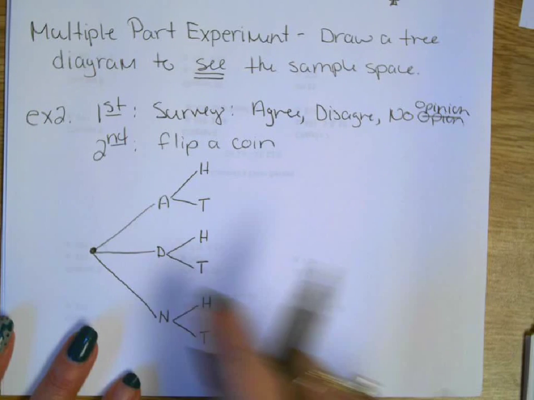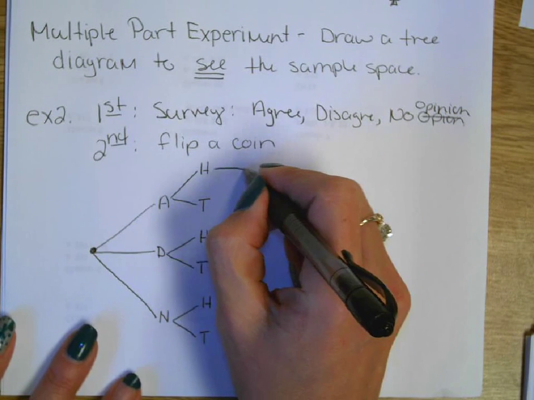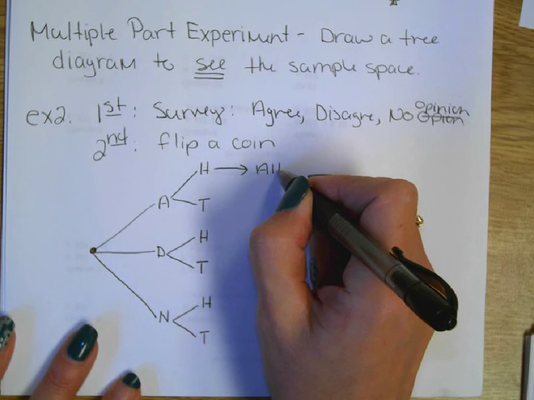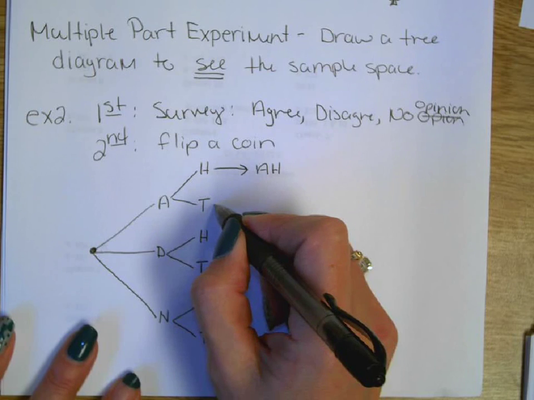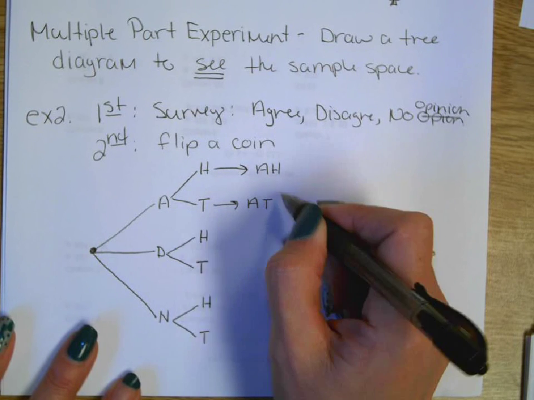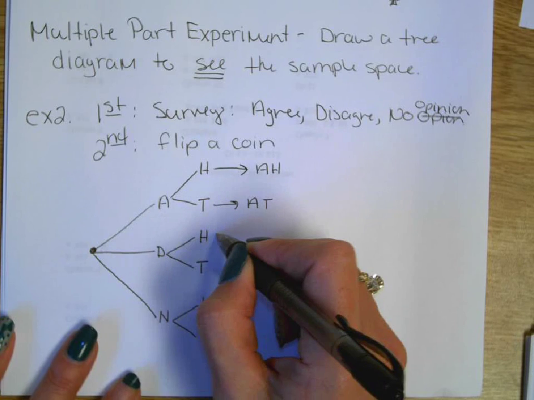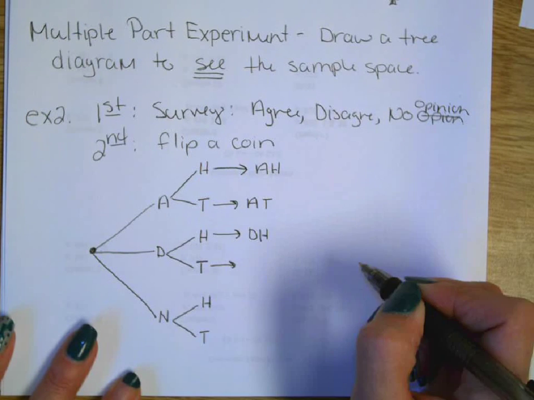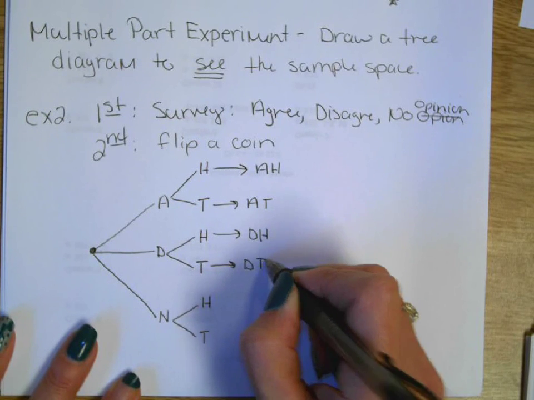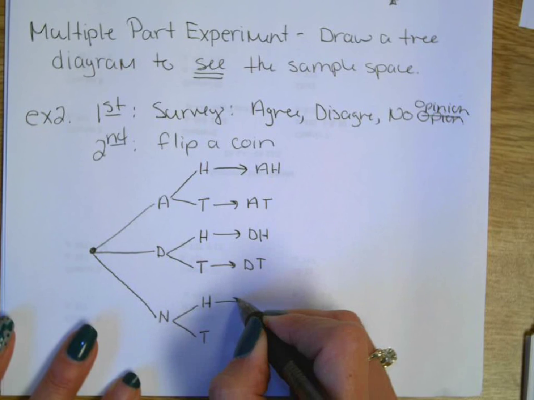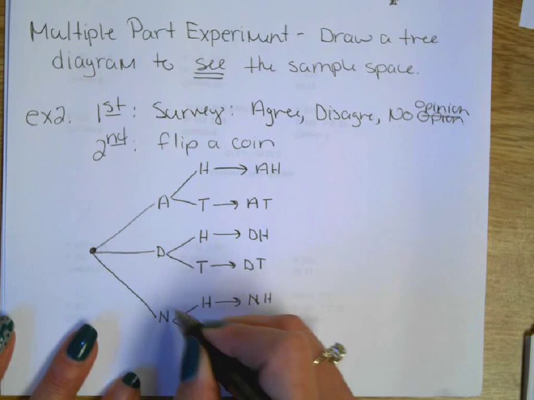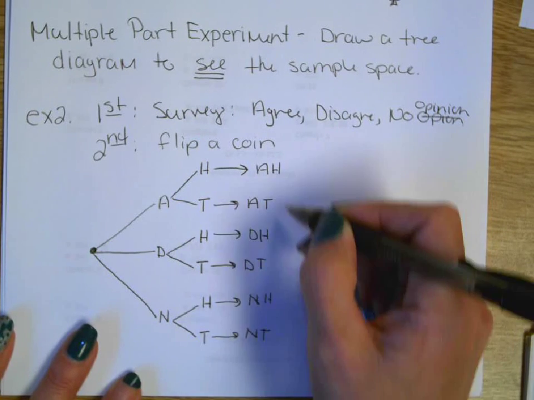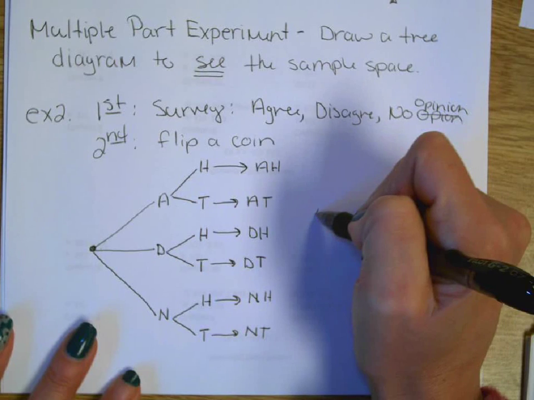Now the way to read a tree diagram is to follow the branches out. This top ending represents someone who agreed and flipped a head. There's one outcome. This is agree, flip a tail. There's our second outcome. Disagree, flip a head. Disagree, flip a tail. No opinion, flip a head. And then no opinion, flip the tail. Now you can physically see there are 6 outcomes in this sample space.